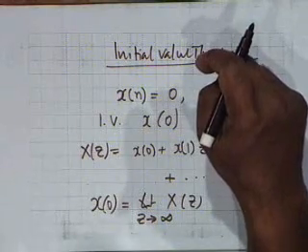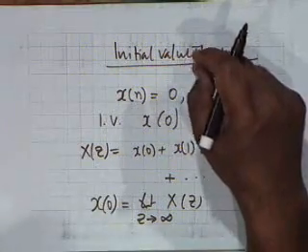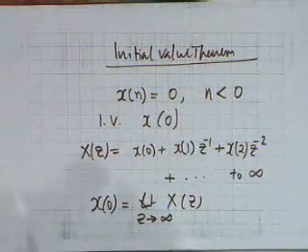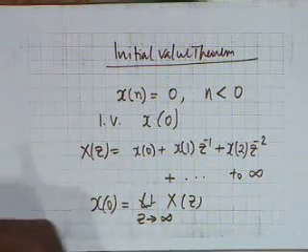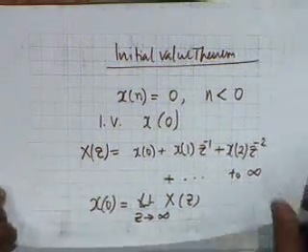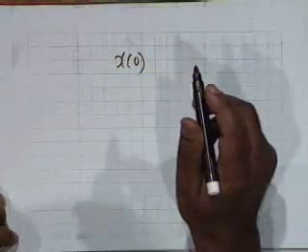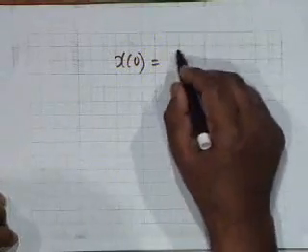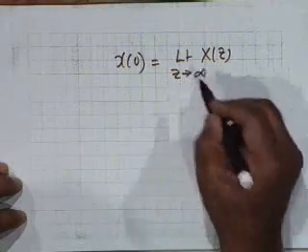Tends to or equal to? One can put equal to. Why did we put a tends to here? Infinity. Because of the haziness or fuzziness associated with infinity. It's unfortunate. Let's state it again. x of 0, it is a right-sided sequence starting at n equal to 0. Limit X of z, z tends to infinity.